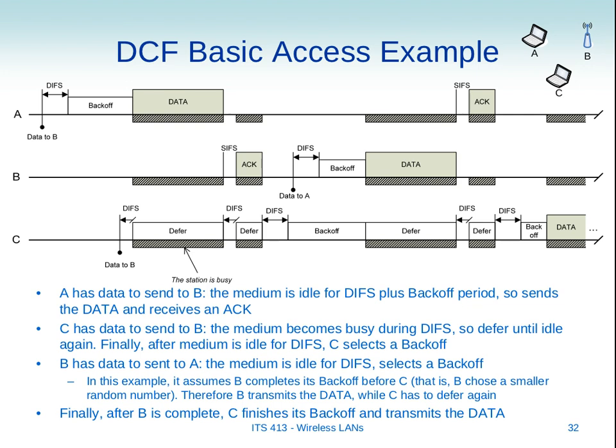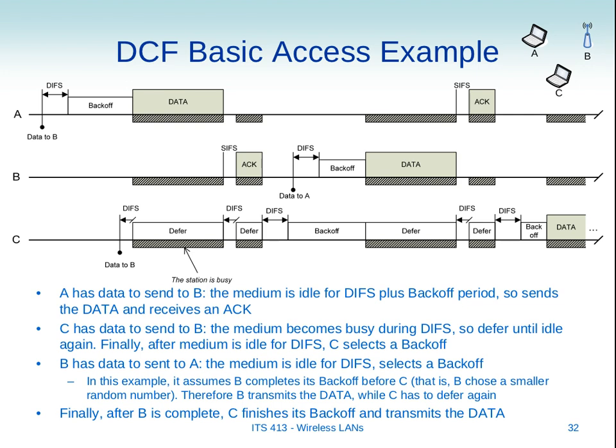Last example before we finish for the day. Station C, at this point in time, has some data to send to B. A had some data to send to B. C is another laptop in the network, also wants to send something to B. It doesn't know what A is doing, doesn't care. So it follows the same rules.